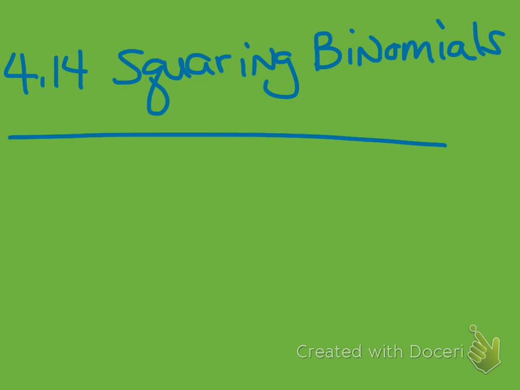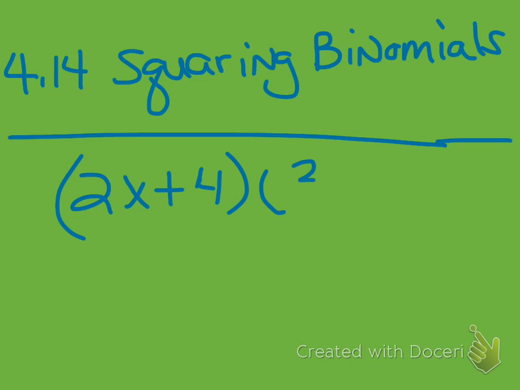Alright, we're going to be starting squaring binomials. What's a binomial? Two terms, that's right, like 2x plus 4. We're going to review multiplying them out. If I had 3x minus 7, these are two binomials, and multiplying them is not the same as squaring, because we're just going to review.